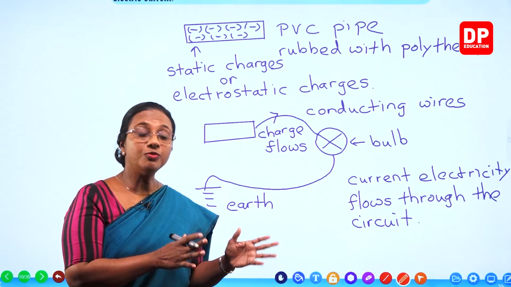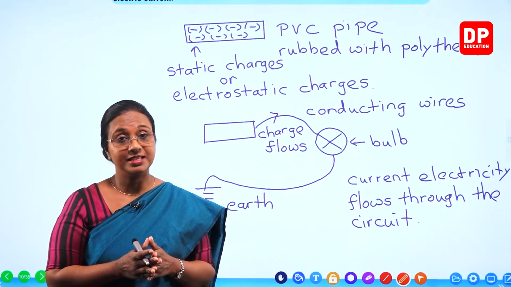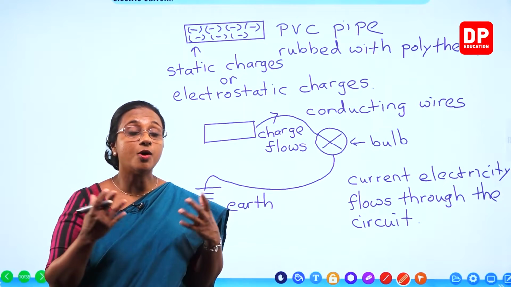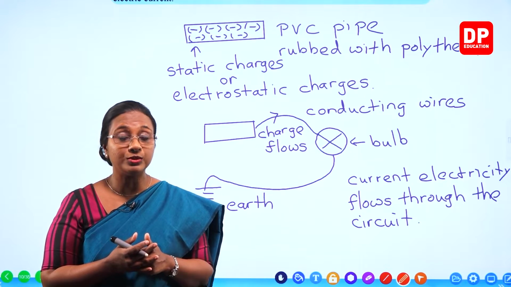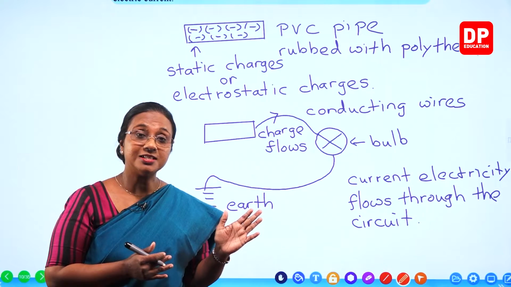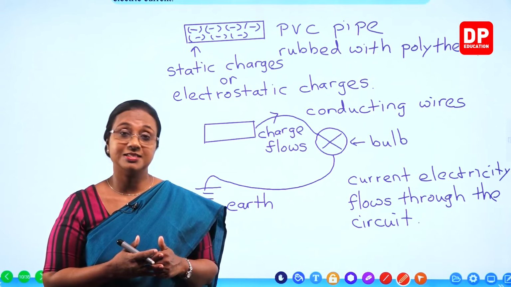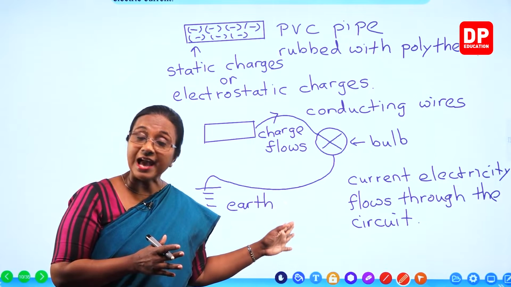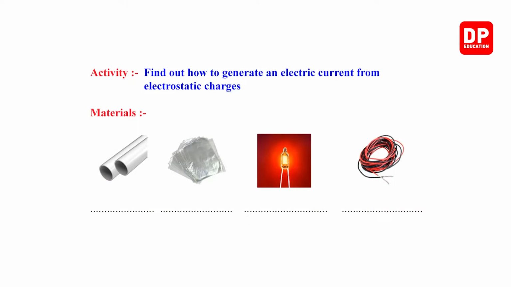And that is what is known as current electricity. So when it does not move, it's static electricity. When it moves through matter, we call it current electricity. And usually, the materials that conduct electricity, that allow current electricity to flow through them, are known as conductors. So static electricity, the charges can flow through conductors, then it becomes current electricity. Now we will try to do an activity to understand this concept. Activity: find out how to generate an electric current from electrostatic charges.